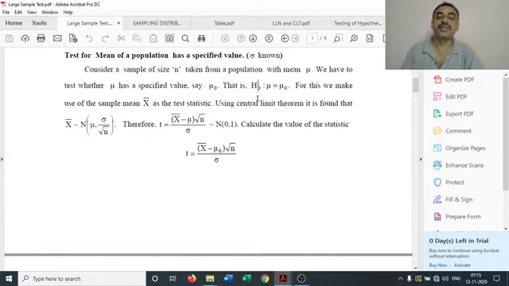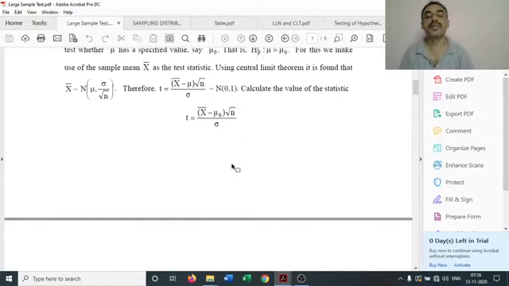So the first case is H0: mu equal to mu 0, and here the test statistic is (x bar minus mu 0) root n by sigma. So the second step is identifying an appropriate test statistic. So the test statistic is taken as here (x bar minus mu 0) root n by sigma.